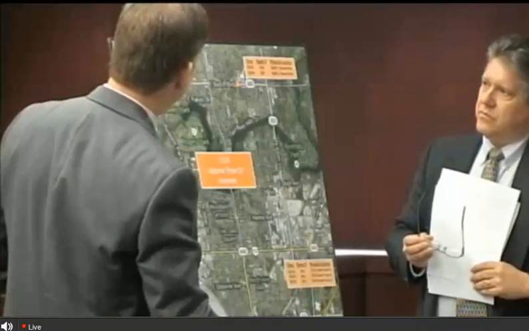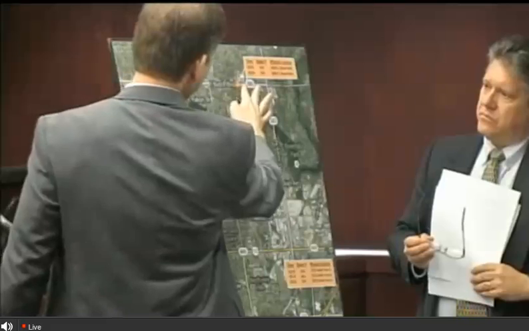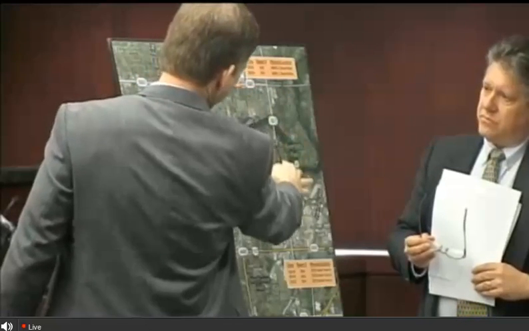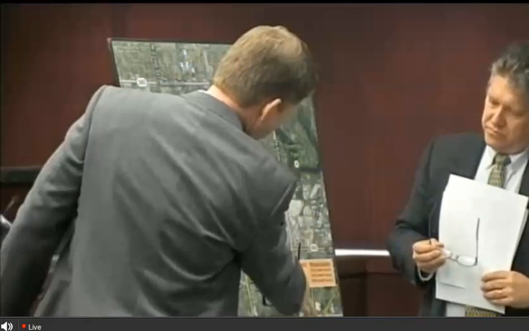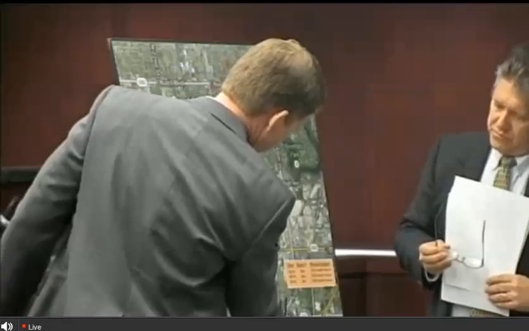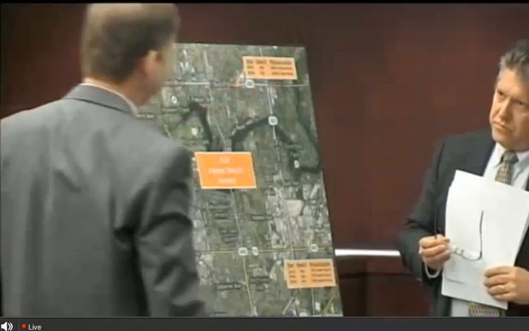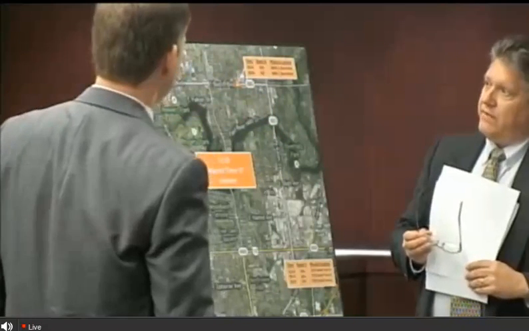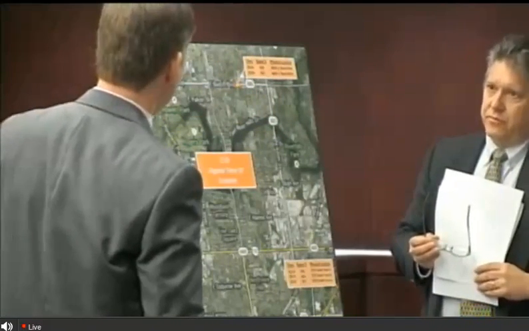If you were to go from this cell tower east on Bush and then south on 56, and go through the curve here above Martin Luther King where it turns into 50th to the crime scene, what was the mileage? It is 5.3 miles.